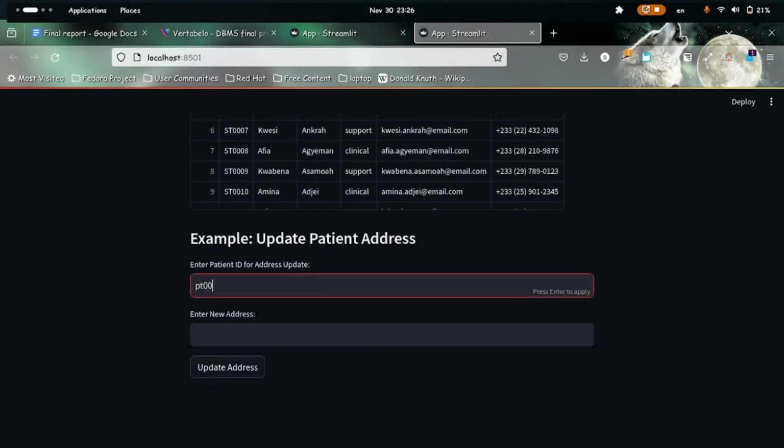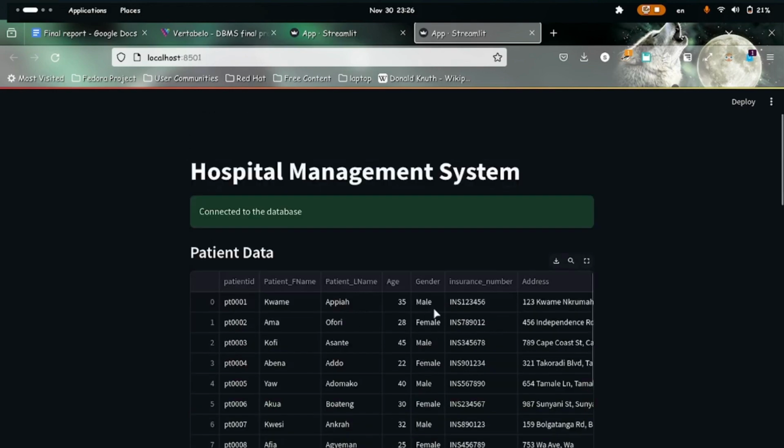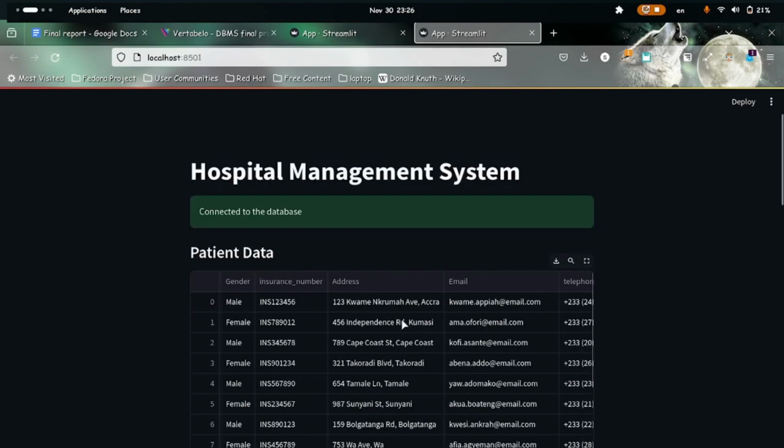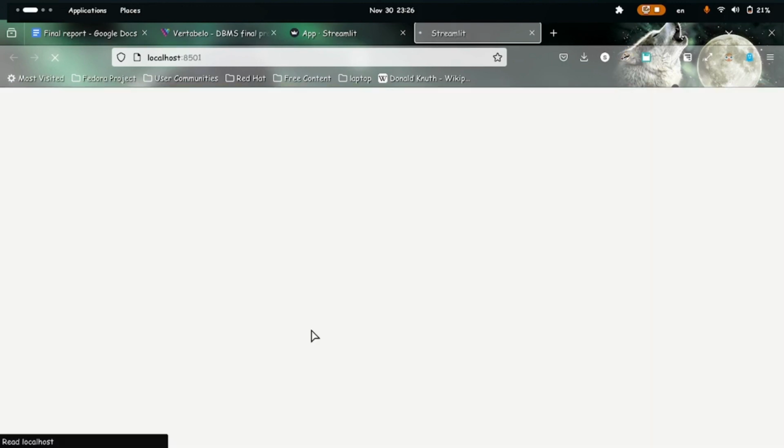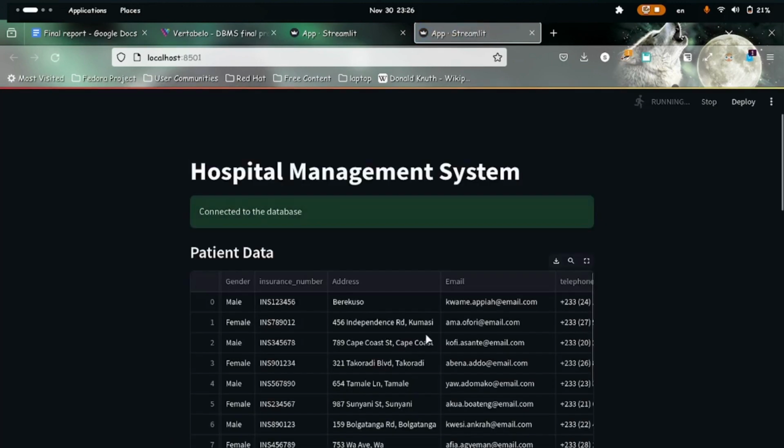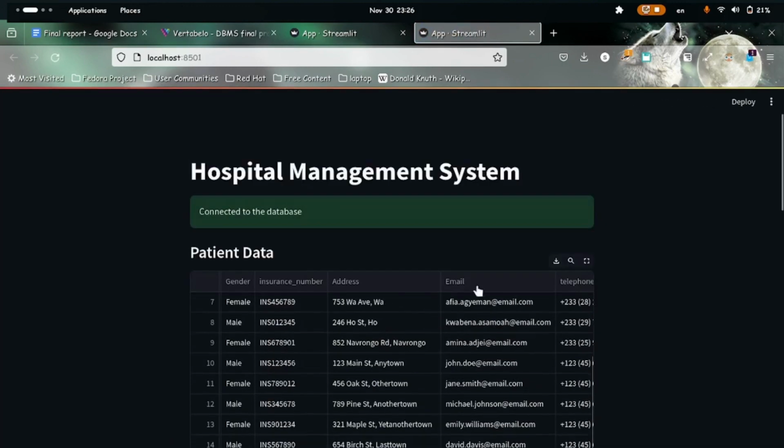And now I am going to update the information of this person to Berekuso. So as you can see, it will say it's updated, and at first for patient 001, the address is 123 Kwame Nkrumah Avenue, Accra, Ghana. But now when I reload it, it automatically goes to Berekuso.